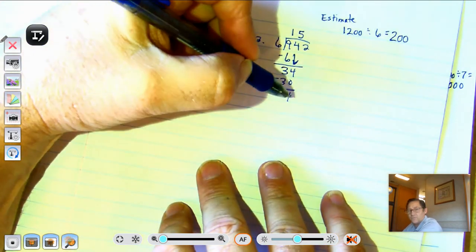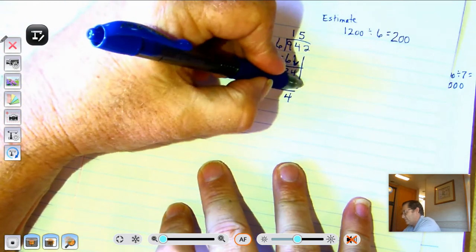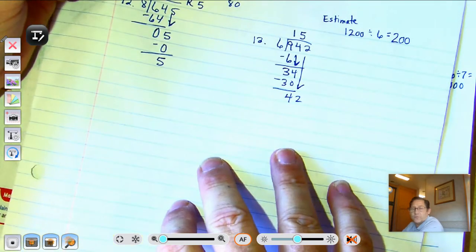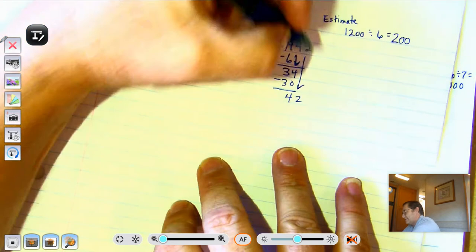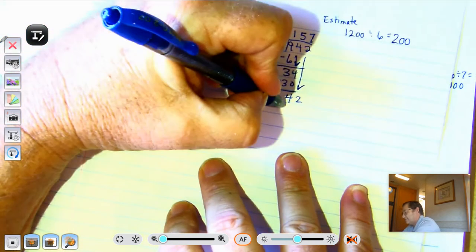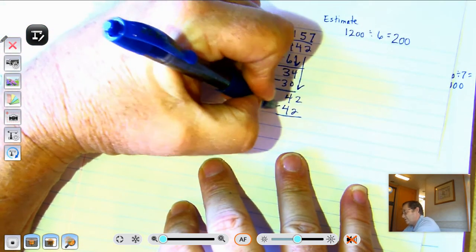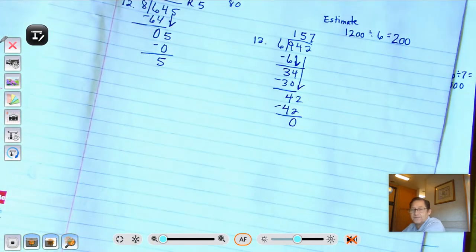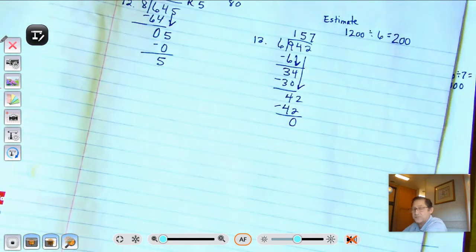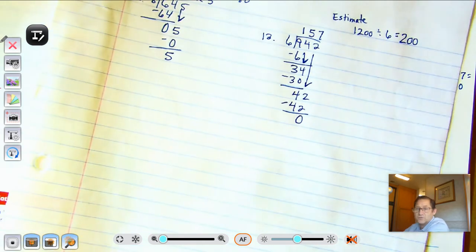Trade the 4 tens for 40 ones and bring down the 2 ones. 42 ones divided by 6 is 7. 6 times 7 ones is 42 ones with nothing left over. So our answer is 157. And that is relatively close to 200.